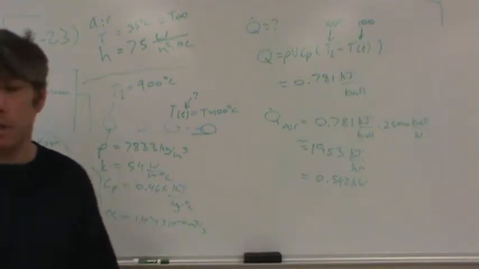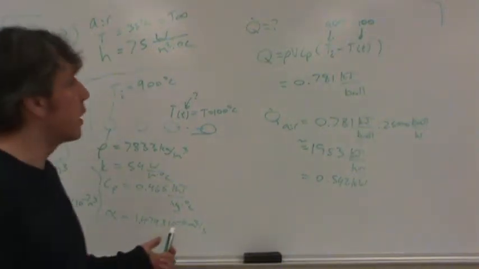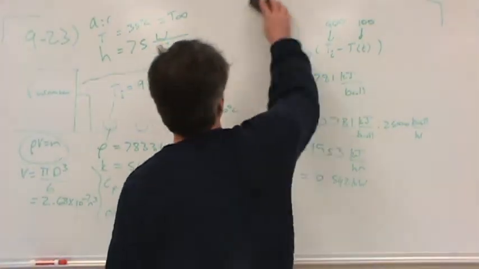Okay, now let's analyze this problem a different way. We still have a little bit of time. So let's analyze it using the Heisler-Grover charts, and then we'll plug in the equations and see what we get. Now, which model should I use? The plane wall, cylinder, or sphere? Sphere. It's obvious, right? I should definitely use the sphere.